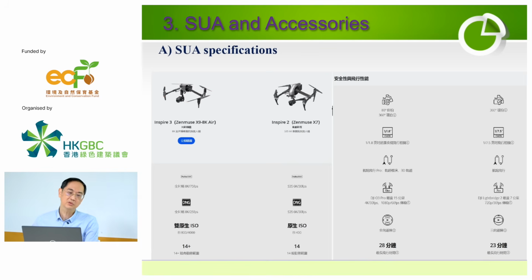If you want to do some more video recording, then we may use the Inspire 3. This is the new model; the old model is Inspire 2. It is equipped with the Zenmuse camera, and also you can see it has autopilot, and it has a high grade of ISO.